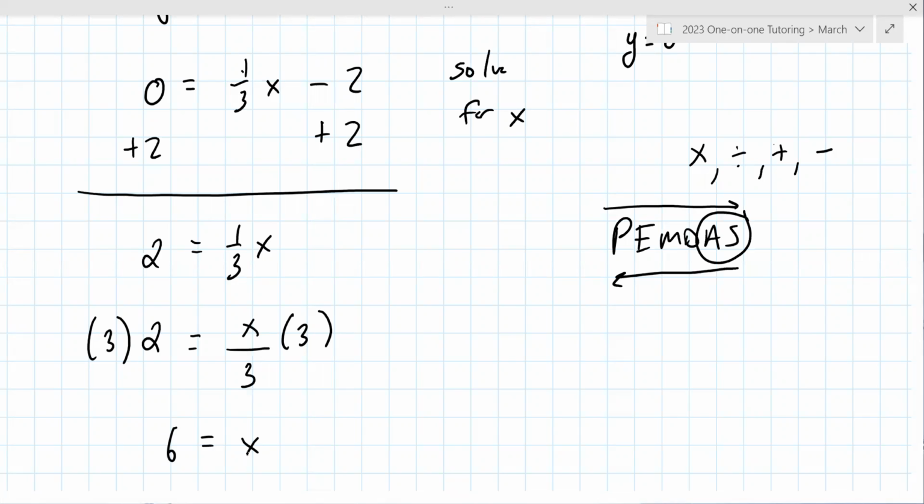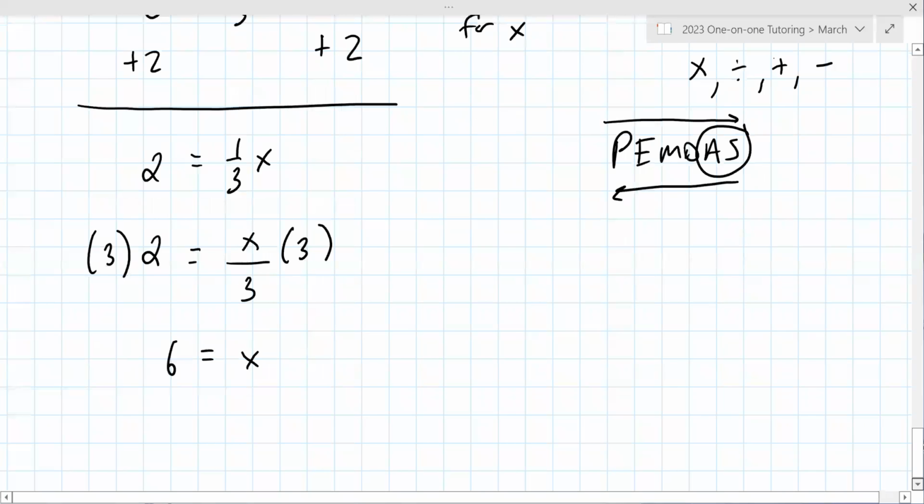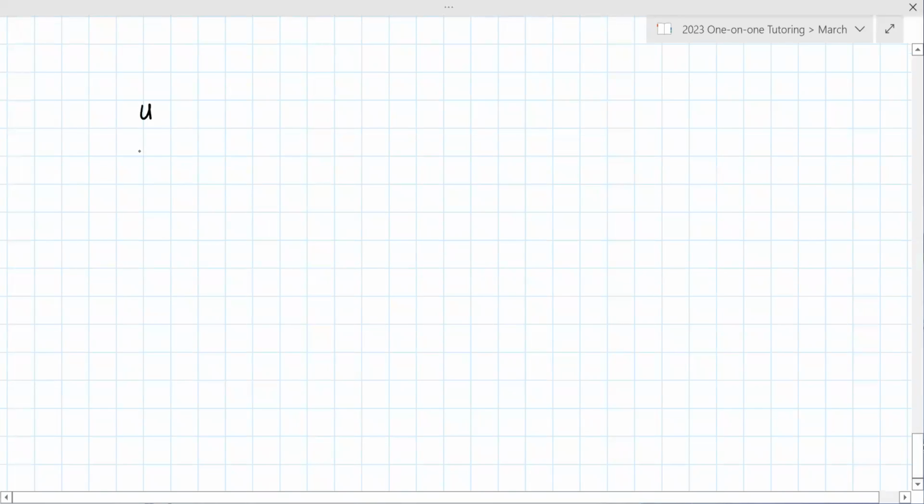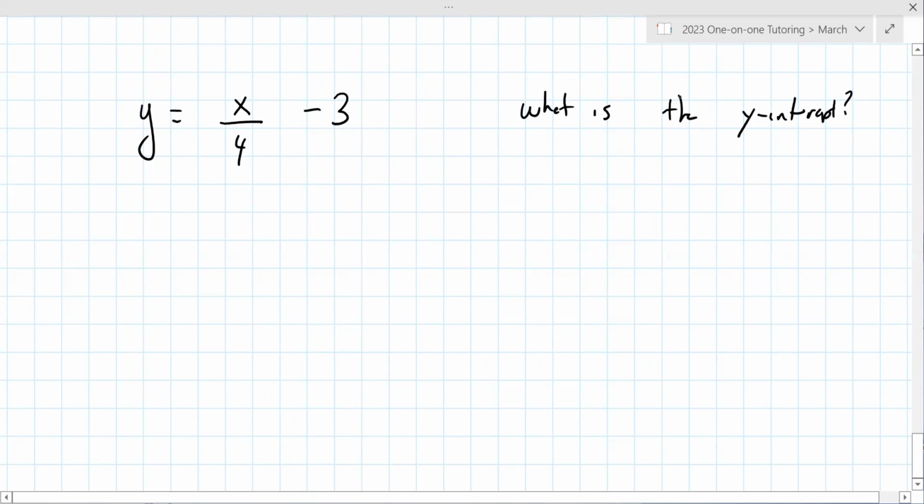Did you get this down in your notes? Okay, now let's say y equals x divided by 4 minus 3. What is the y-intercept? I'm sorry, the x-intercept. What is the first thing that we did in the previous problem?